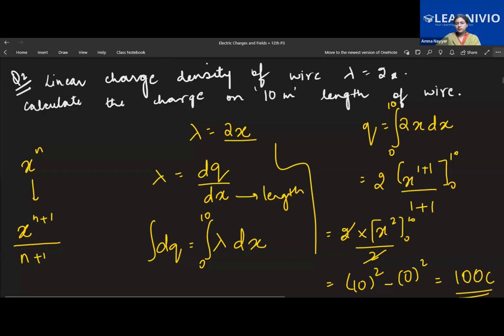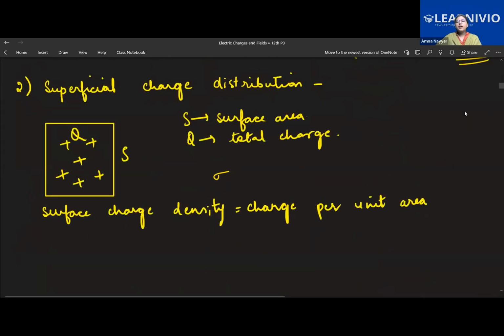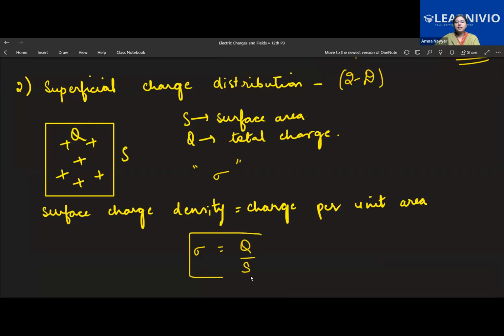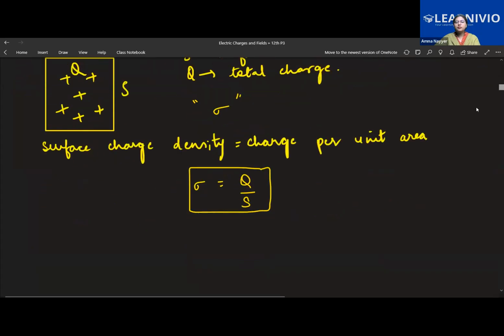Yes, ma'am. All right. Now see, we have the next, superficial charge distribution. This is in 2 dimensions. So 2D comes when you have a plane surface, where area is spread. For straight lines, you have linear. For superficial, it means you are having area. So it is represented by this symbol, sigma. And it's very simple. See, sigma will be charge per unit surface area. This is what is meant by the value of sigma.